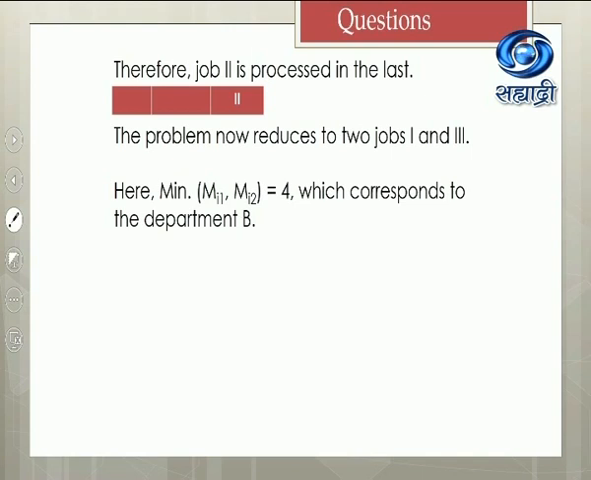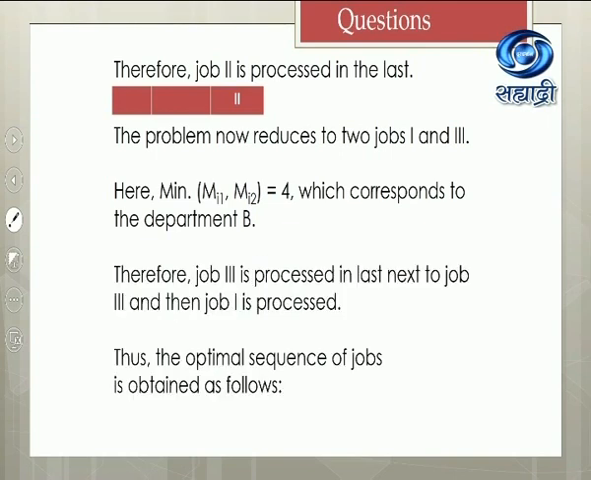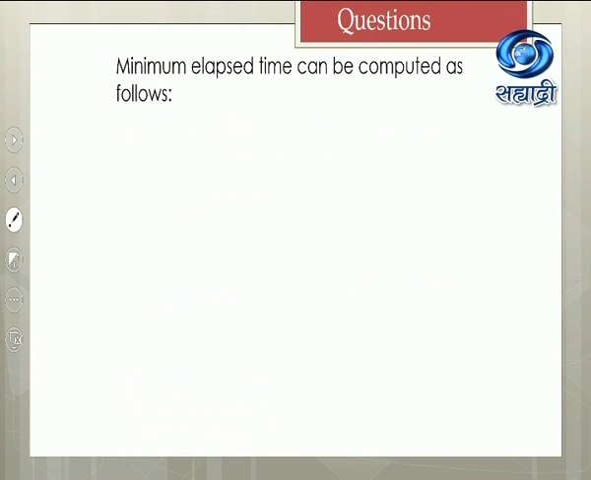Next minimum was 4, because now 2 is gone. So you will see from 1 and 3 only, which corresponds to department B again. Start writing from the right hand side, and the optimal sequence of job obtained is as follows. So you will write 3 in the middle, and then only 1 is remaining. So write 1. The optimal sequence is 1, 3, 2. So now we go for the working table. Minimum elapsed time can be computed as follows.